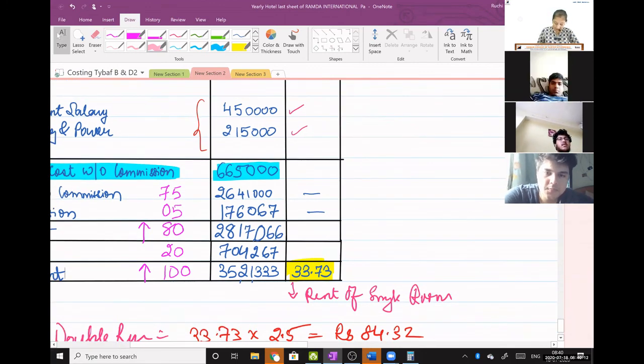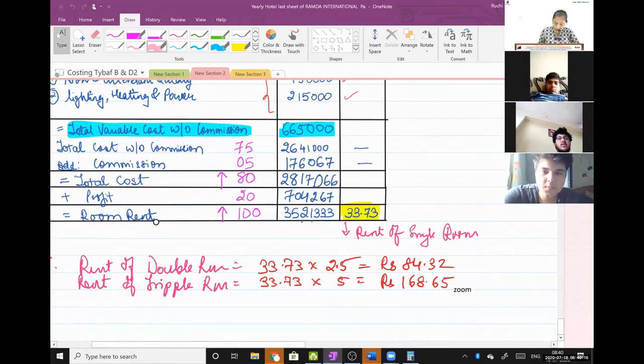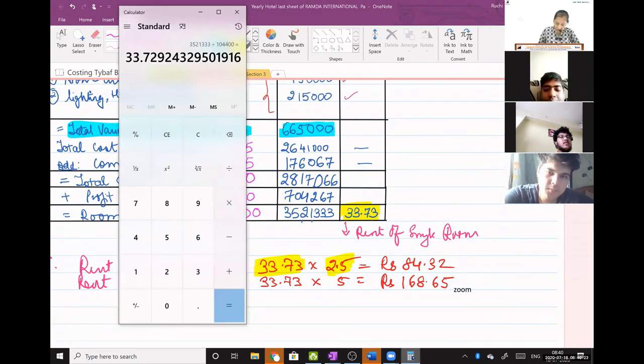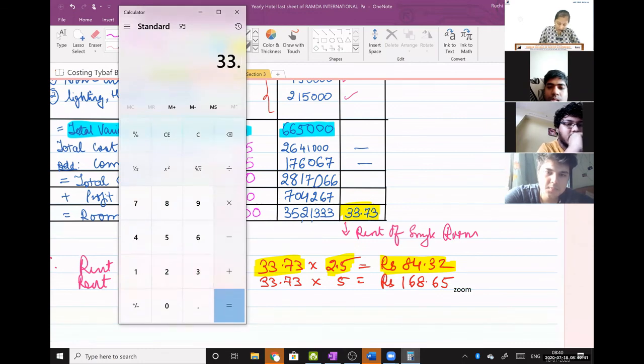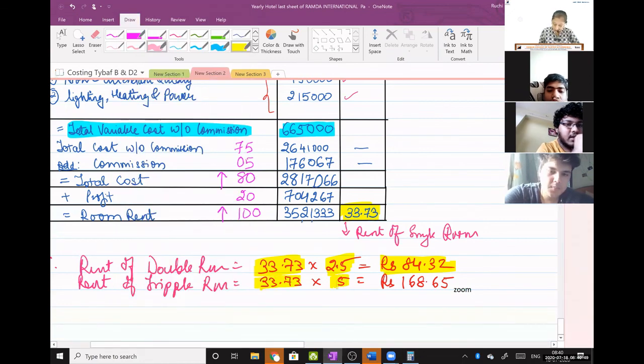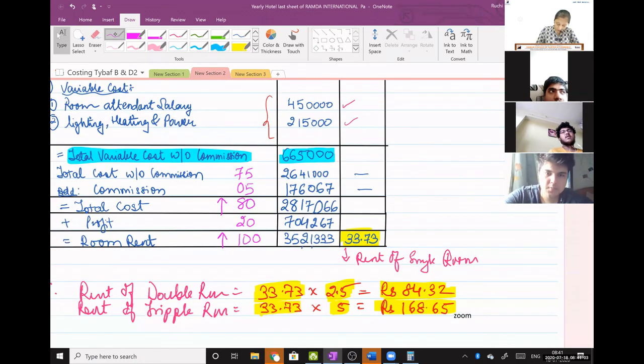And then what do you want? Rent of a double room. What they have said is that the rent of a double room is 2.5 times the single room. So 33.73 into 2.5 is 84 rupees 23 paisa. Clear? Then the rent of a triple room is 5 times the single room. So 33.73 into 5, the answer is 168.65. Am I clear about it? And obviously, you have to calculate this also.